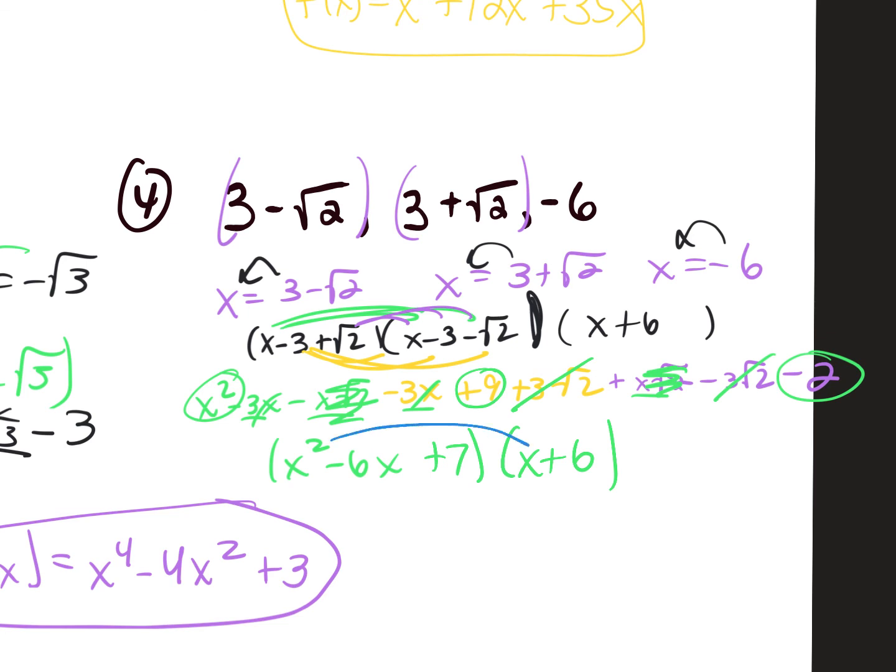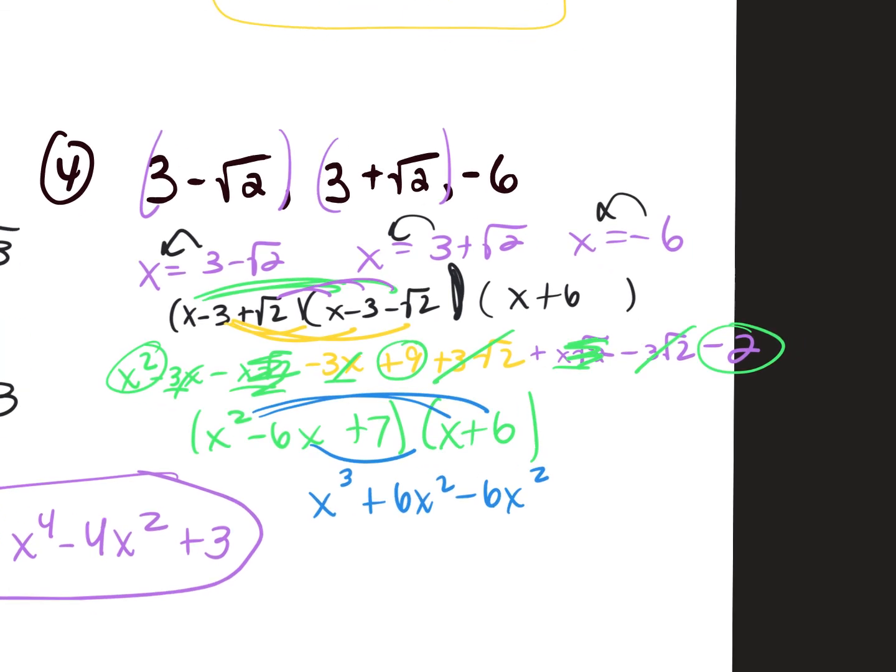So x squared times x is x cubed. X squared times 6 is plus 6x squared. Negative 6x and x is negative 6x squared. Negative 6x and 6 is minus 36x. And then I have 7 times x is 7x. And 7 times 6 is 42.